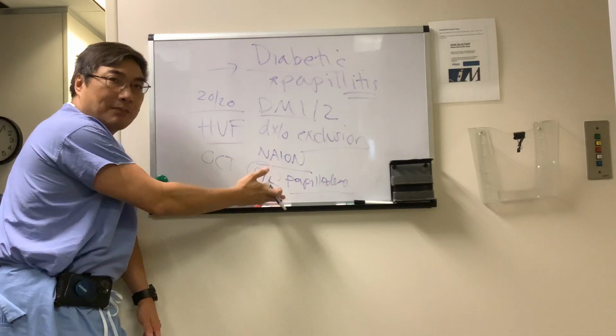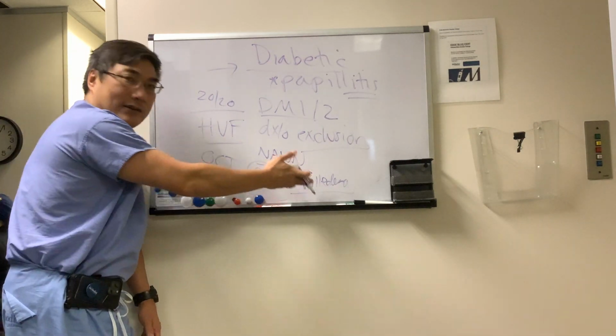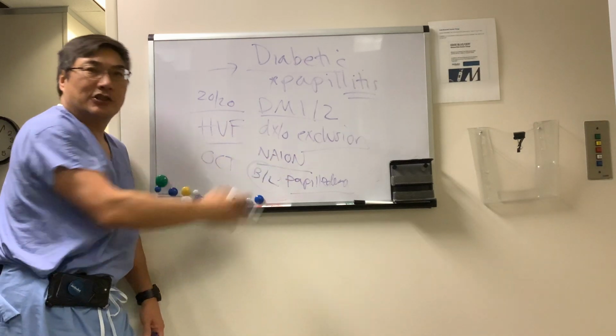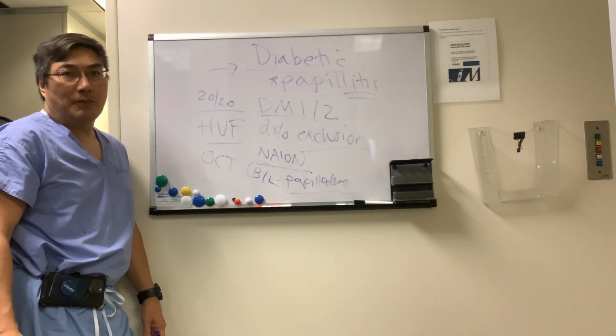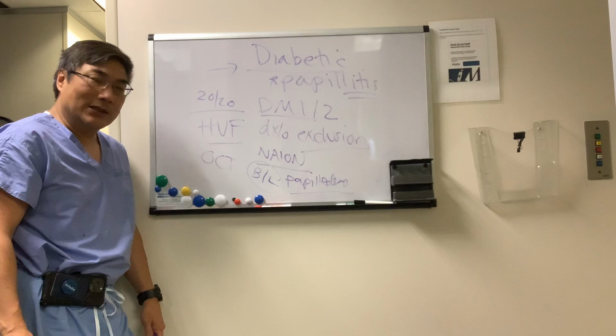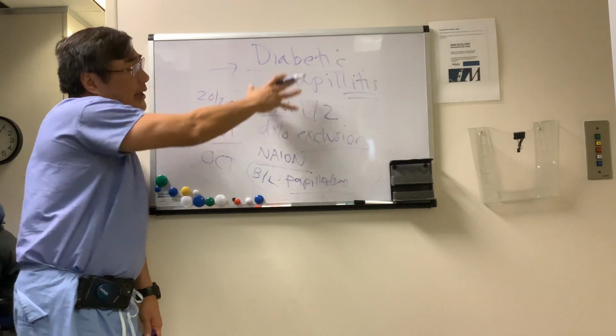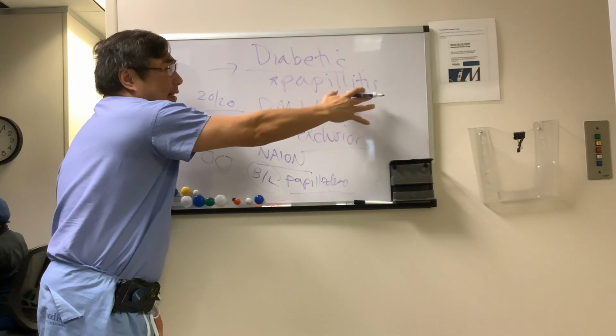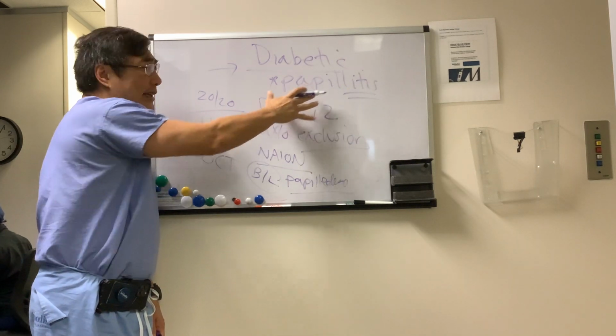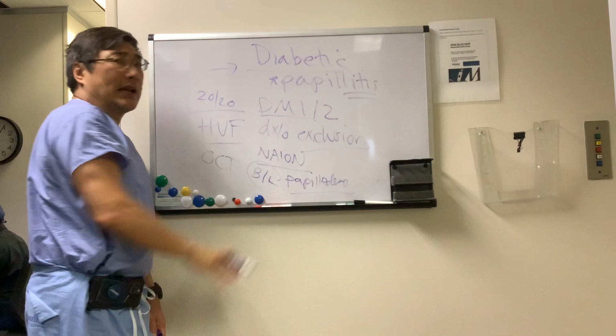So we would not call that person diabetic papillitis. We would say, oh, that's probably papilledema, and a lumbar puncture is going to be performed to measure the opening pressure, just like you would any other papilledema patient, with or without diabetes. So in summary, diabetic papillitis is edema of the disc, which we can see, papilla, in a diabetic patient.